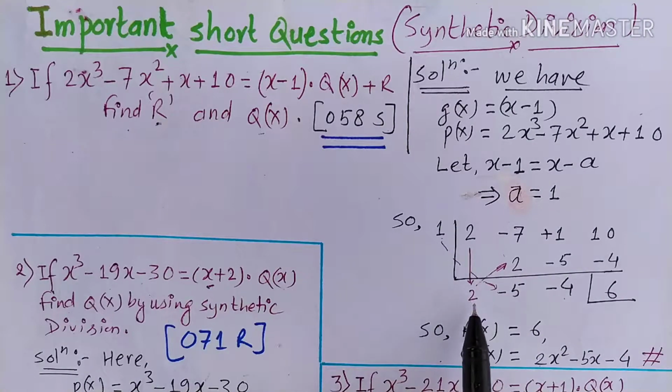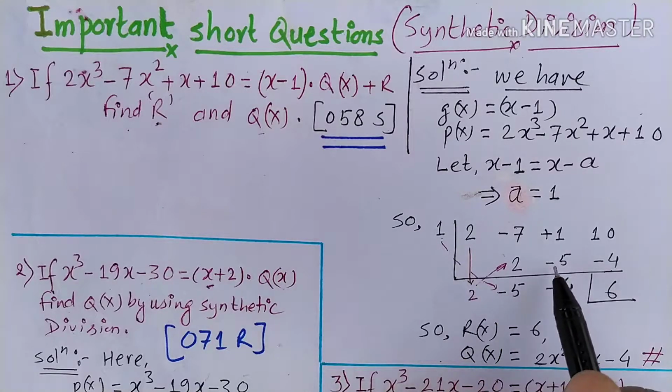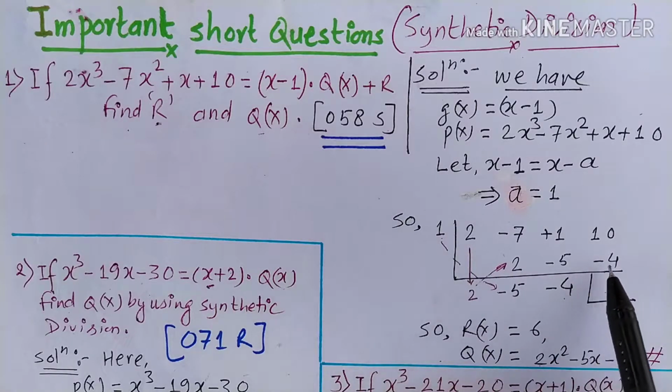So 2 times 1, 2. 2 ones are 2. So minus 7 plus 2 is minus 5. Again minus 5 times 1, minus 5. Plus 1, minus 5, if we operate, we will get minus 4. Minus 4 times 1, minus 4. 10 minus 4 is 6.